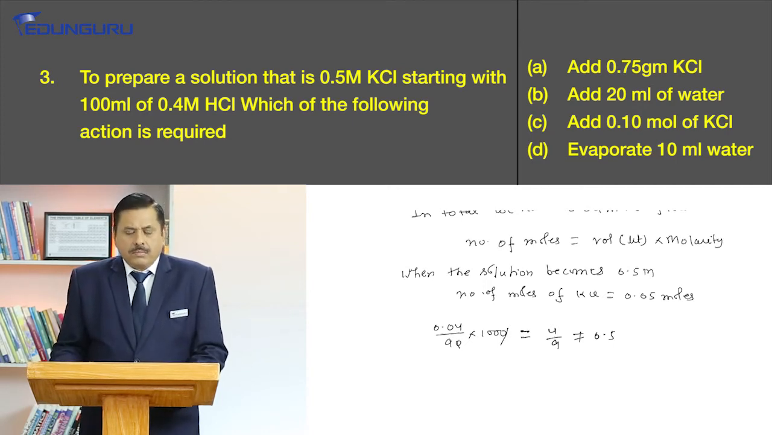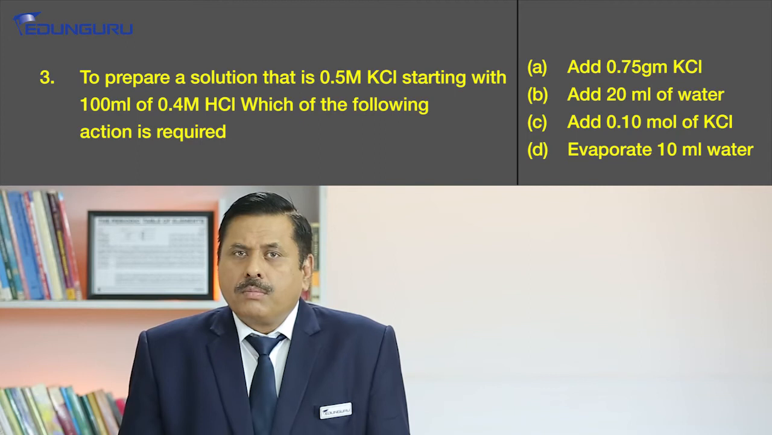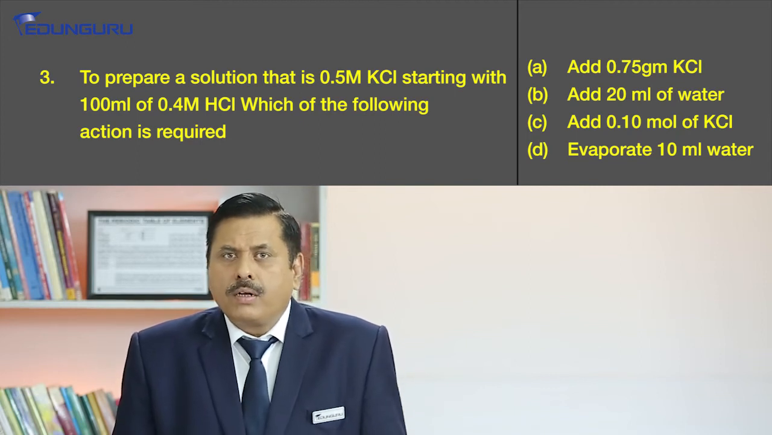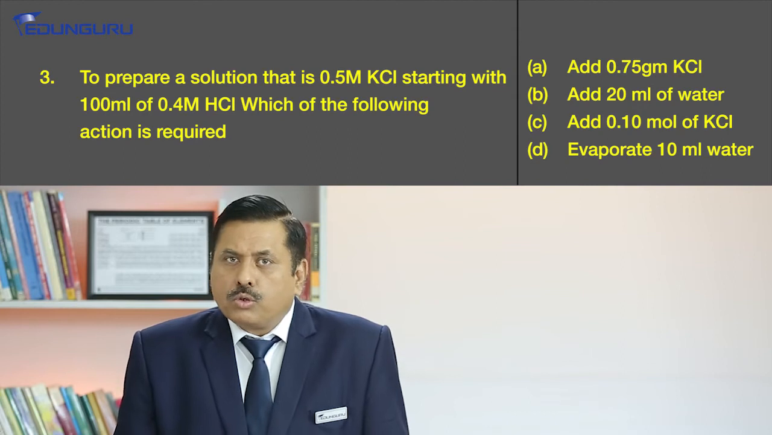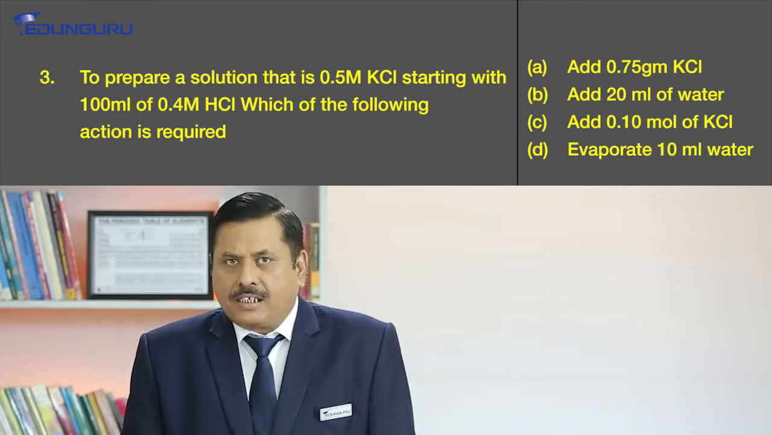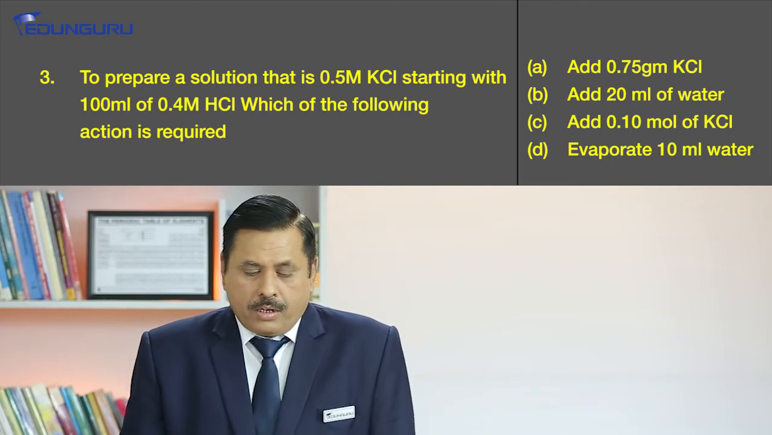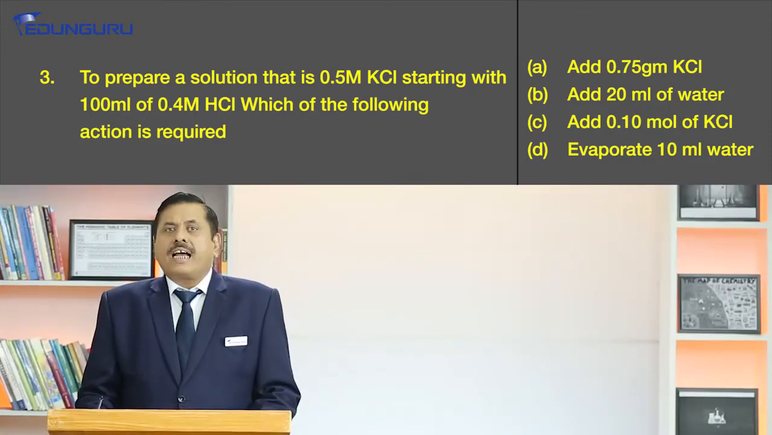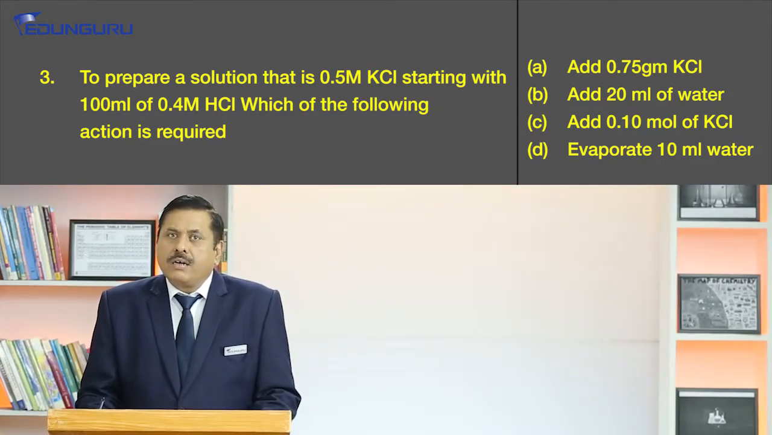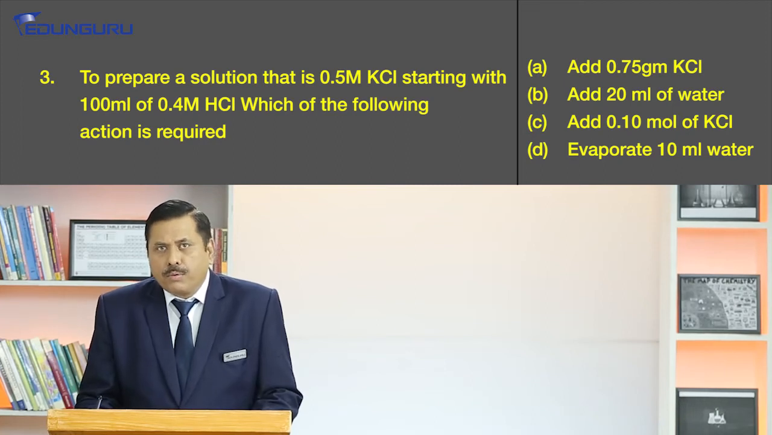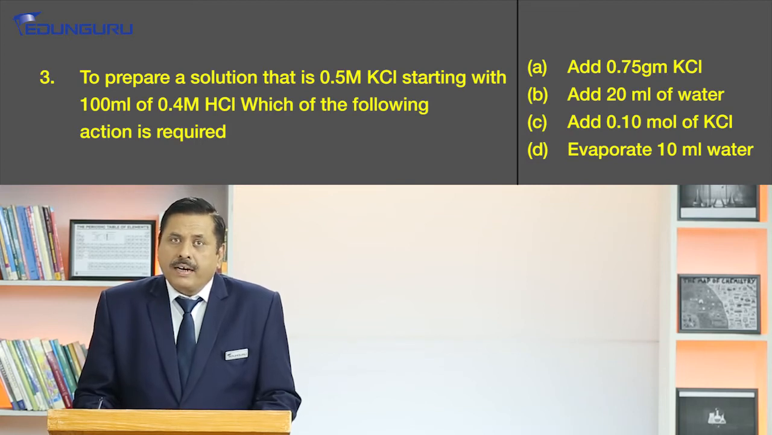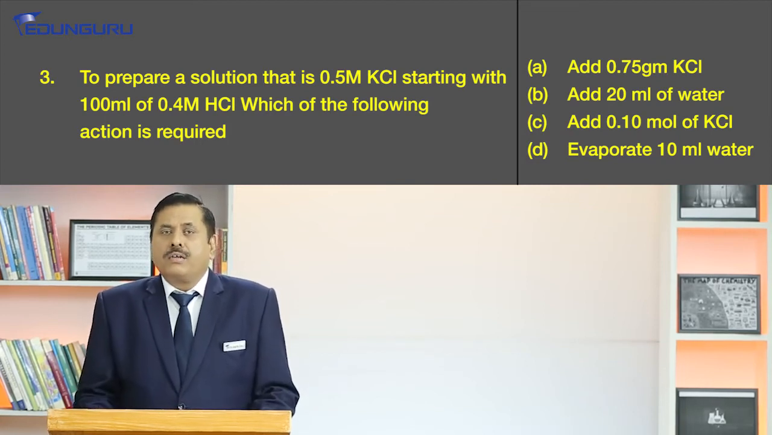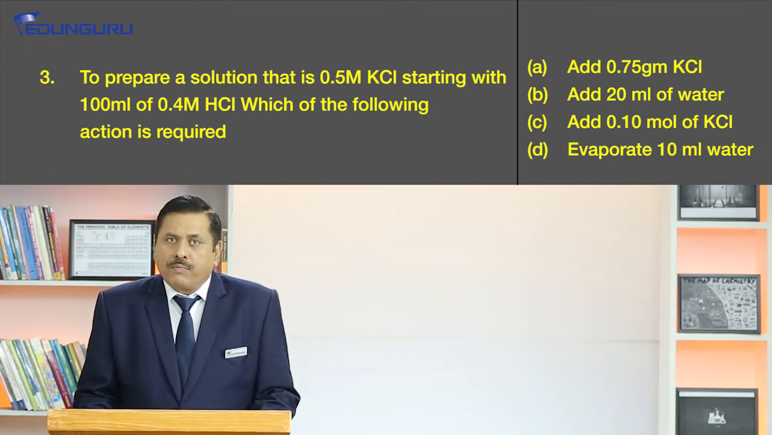Option D is also ruled out. Why am I explaining this? Because you don't need to solve at all to arrive at some of the answers. That will save your time. So see what I said. B is ruled out. Why is B ruled out? Because adding water, that is increasing the volume of solution while keeping the number of moles constant, is going to decrease the concentration, while in the question we are required to increase the concentration from 0.4 to 0.5 molar.